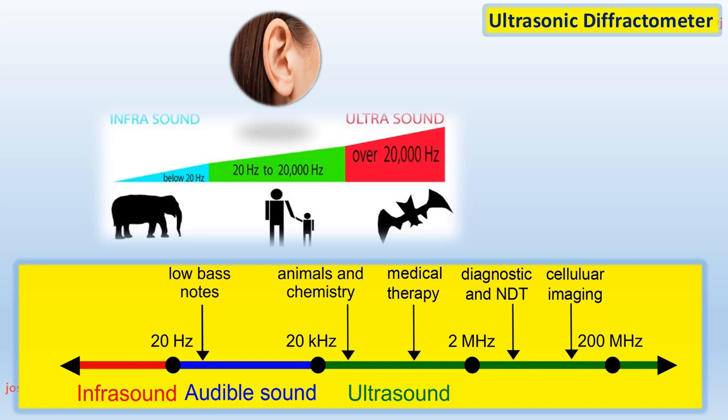Sound having frequency less than 20 Hz is termed as infrasound, and sound having frequency greater than the upper audible limit, that is 20 kHz, is termed as ultrasound. Generally, these waves are called high frequency waves, and these high frequency waves find applications for imaging, detection and navigation.